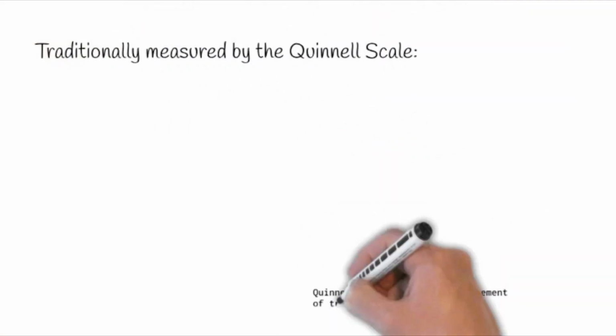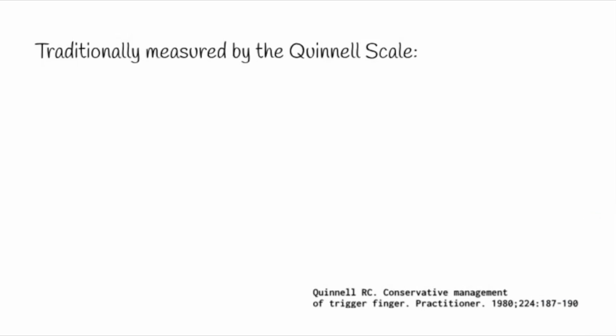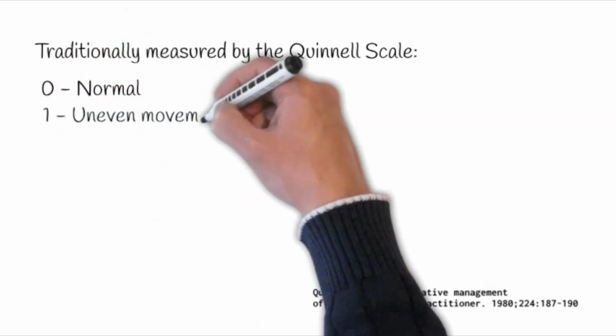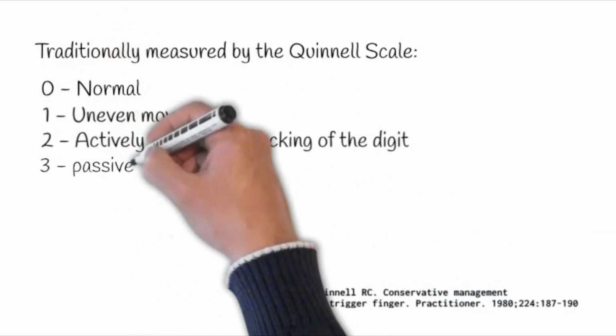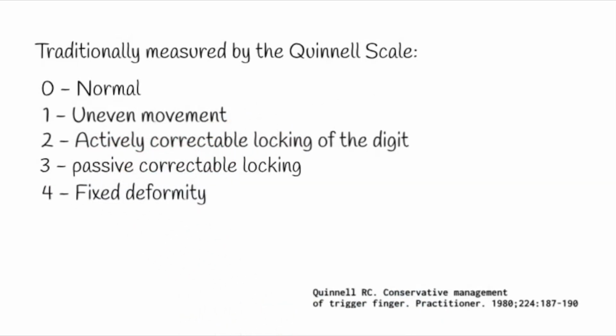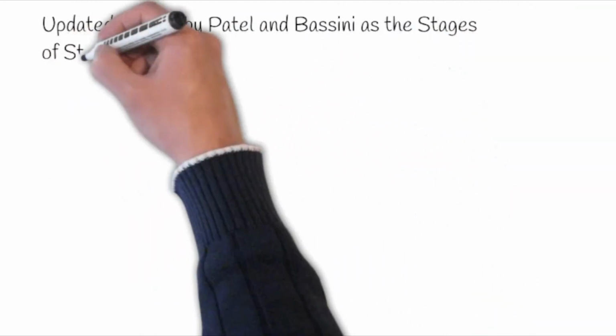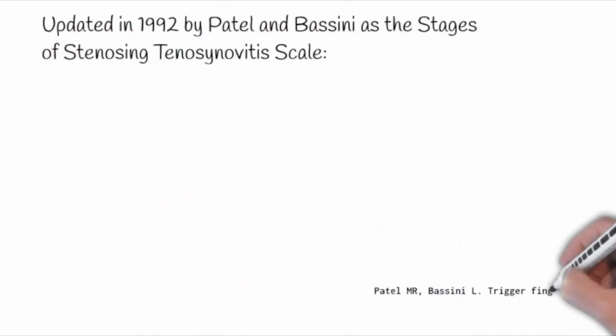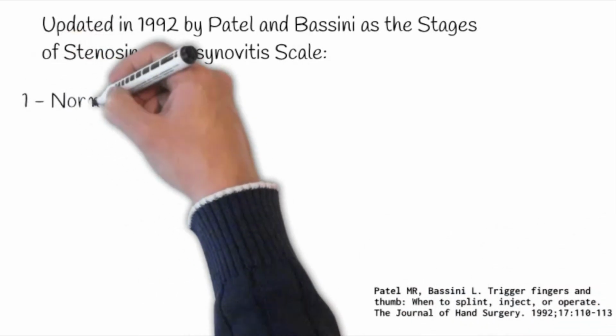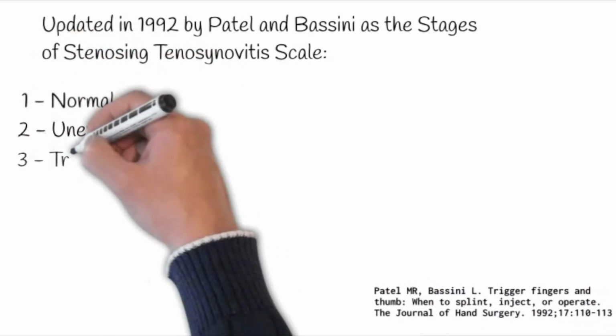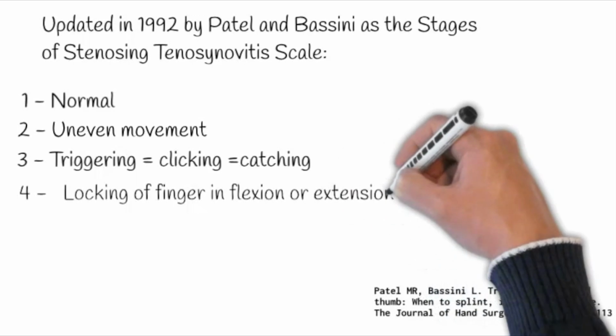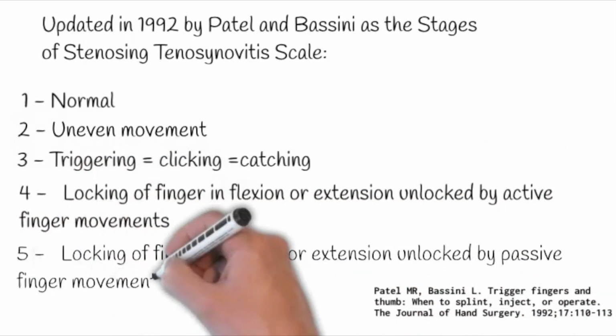Historically, severity of trigger finger was assessed by the use of a scale called the Quinell scale, which was published in the 1980s. The Quinell scale is a 5-point scale rated between 0 and 4, which describes increasing severity of trigger finger as the numbers rise. This was updated in the 1990s by a similar scale known as the Stages of Stenosing Tenosynovitis, or the SST scale, which was developed by Patel and Bassini as a 6-point scale ranging from 1 through 6.